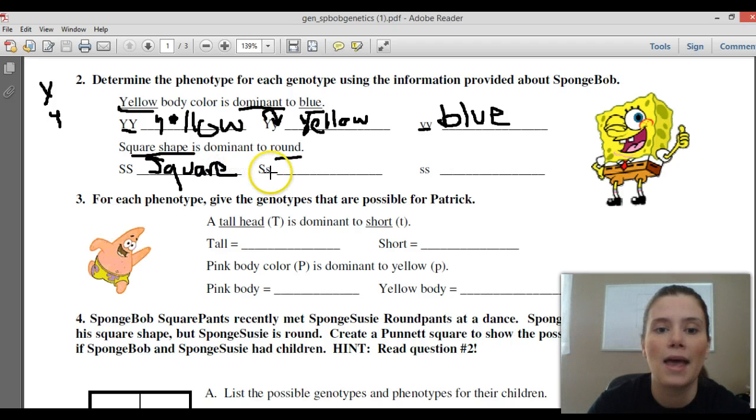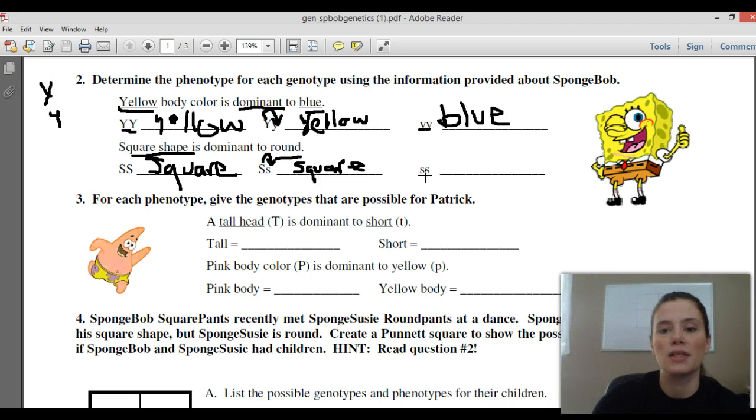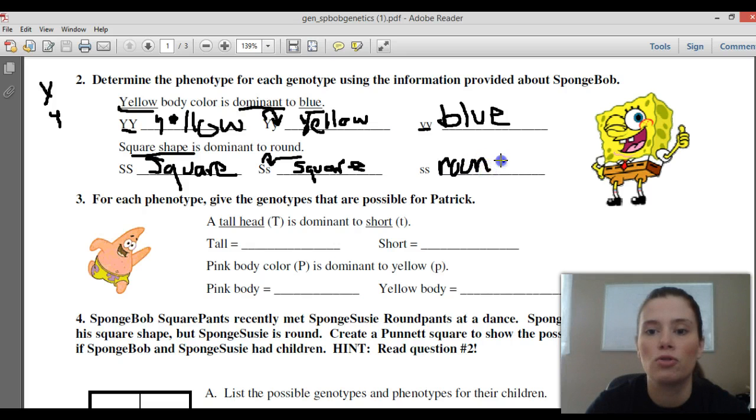While big S, little s is also going to be seen as a square shape because this big S is going to dominate over this little s. So we're going to have a square shape. And then here we have little s, little s. Okay, so these are both recessive alleles, and we're going to actually be able to see them as recessive alleles. So that's going to be round. We're going to actually see that round shape because two recessive alleles are present.